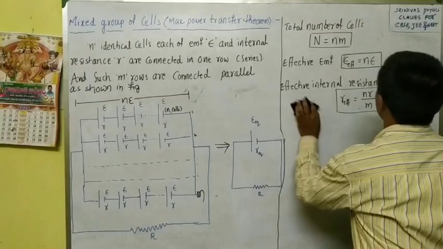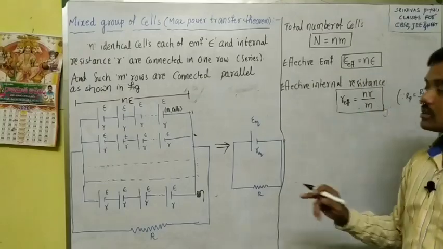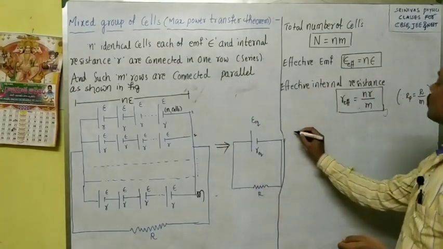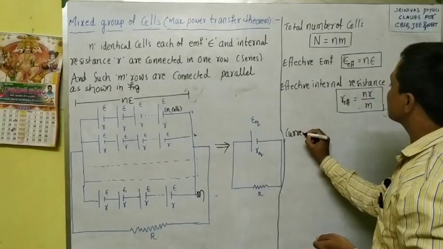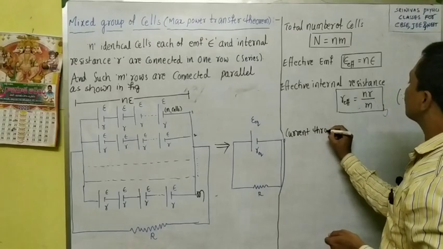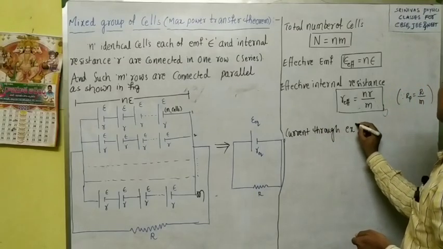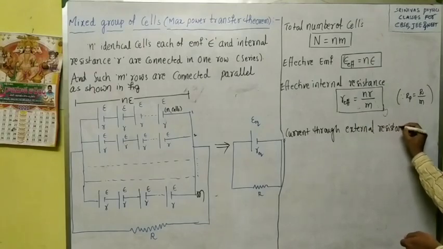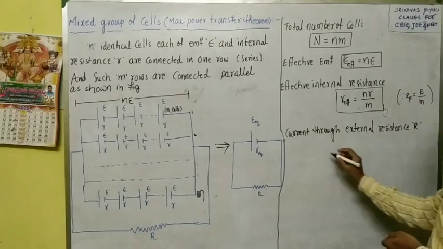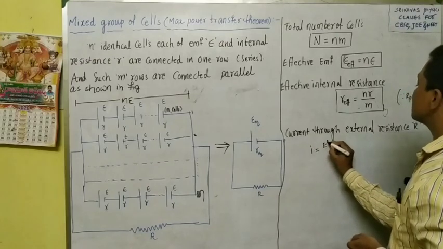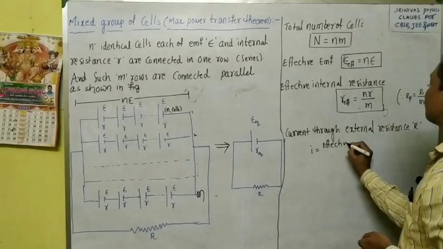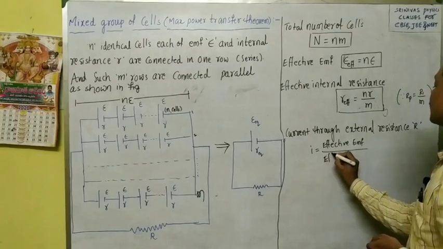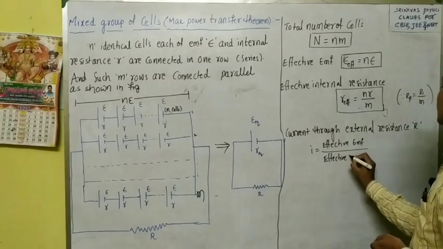Next, I want to know the current. This whole set is connected to an external resistance, capital R. I want the current through the external resistance. How to find out the current through the external resistance capital R? For that, the current formula is effective EMF by effective resistance. This is the formula.